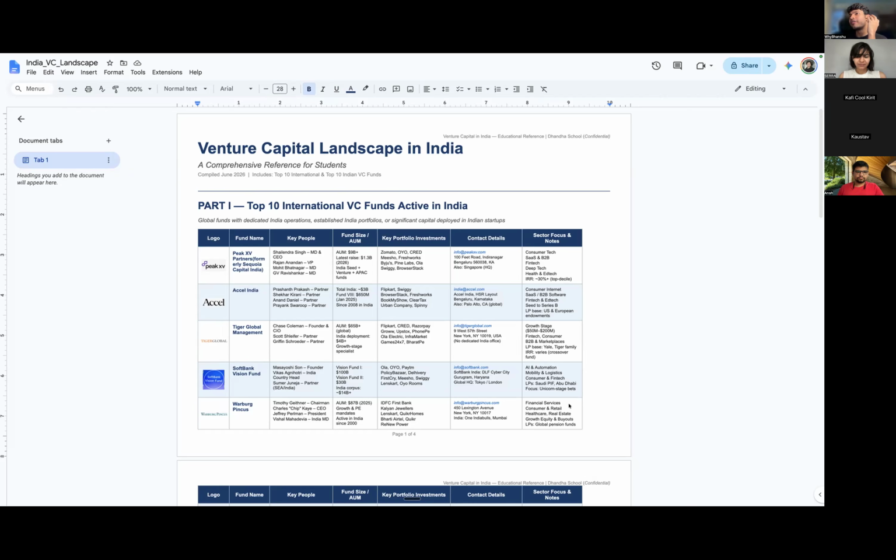Then you have Meesho, Freshworks, Byju's, Mind Labs, Ola, Swiggy, Browser Stack, all the companies that you have heard of. Sequoia India has invested in all of these guys. If you want to send Peak 15 your company's venture, and you want to get some money from Sequoia India, how do you do that? That's the email address. That's their physical address.